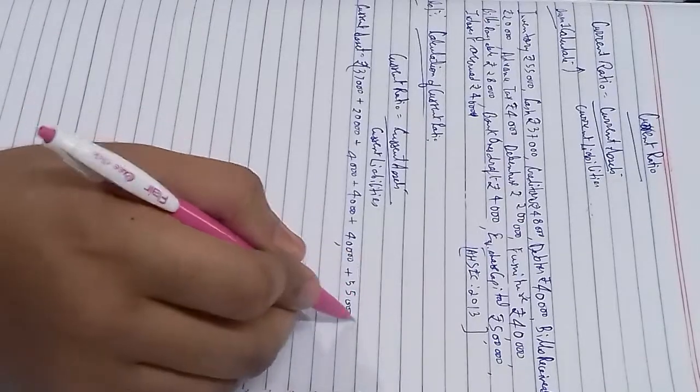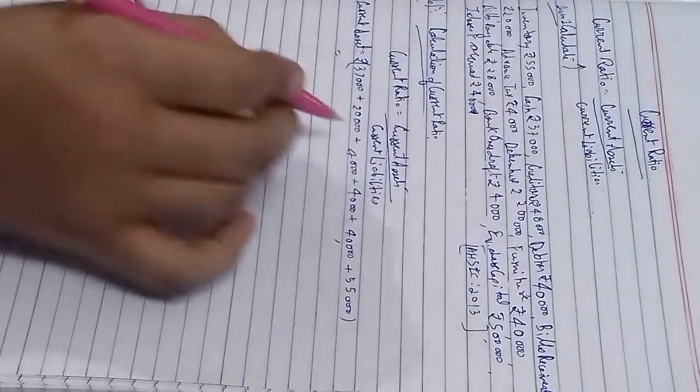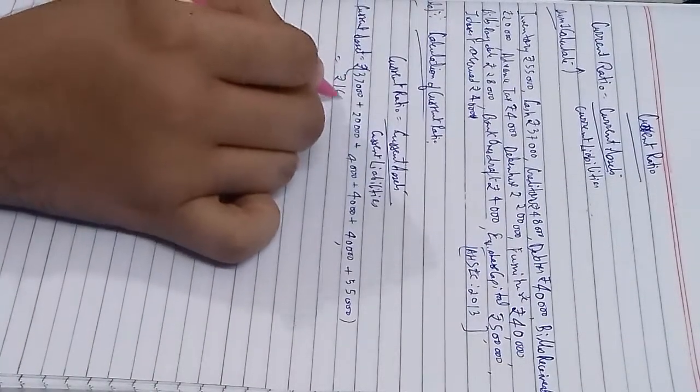So 37,000 plus 20,000 plus 4,000 plus 4,000 plus 40,000 plus 55,000. Inventory 55,000. If you sum it up, you will get the answer as 1,60,000.